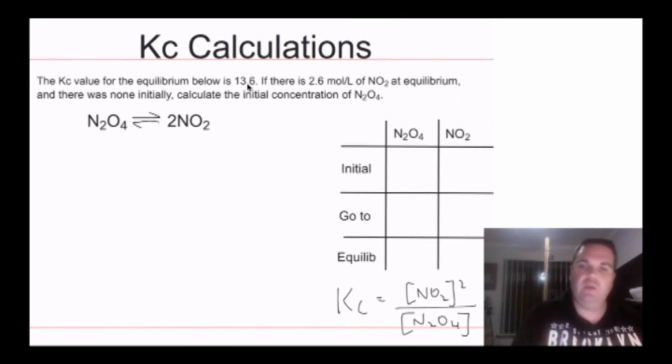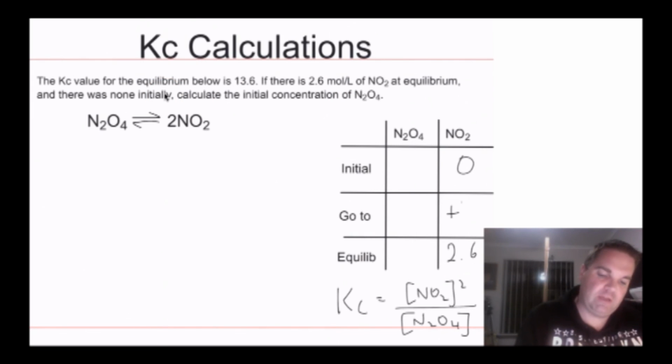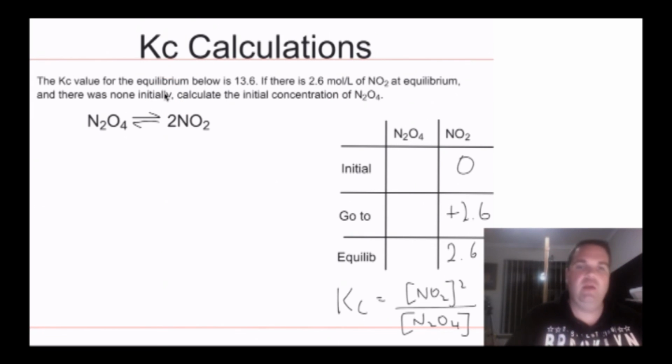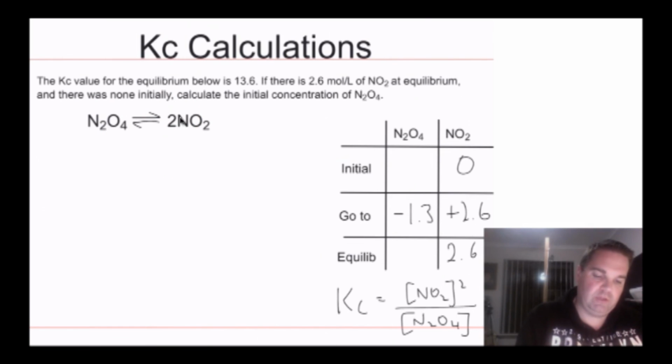Okay, now I've got 2.6 moles of NO2 at equilibrium. So at equilibrium we've got 2.6 moles. Okay, and what we said there was none initially. So up here's none, we know that we have to add 2.6. Okay, now the mole ratio here is 1 to 2, so we know here that we must minus 1.3, to keep that 1 to 2 ratio. Okay, so the question is we need to work out the equilibrium concentration here and use that to calculate our final answer for our initial concentration.